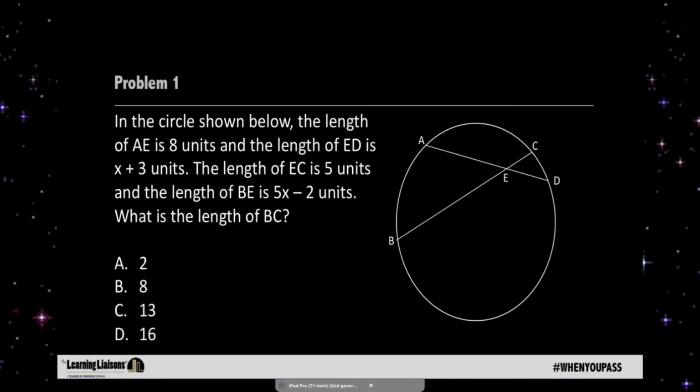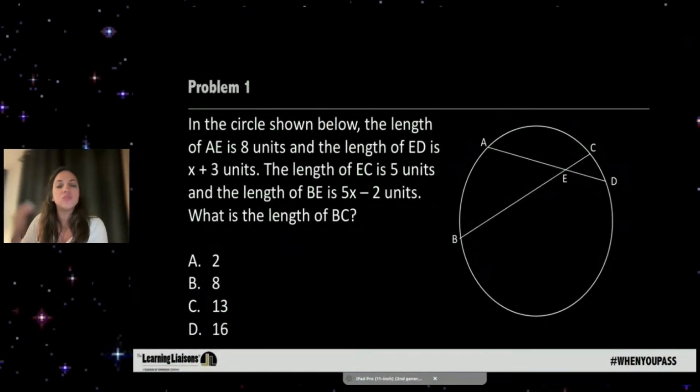All right, so what we have here is a circle with a couple of different chords. And what we know about chords is that they do not go through the center of the circle. A chord is just a line segment that has endpoints on either end of the circle. There's an infinite number of chords that we can draw for this circle.